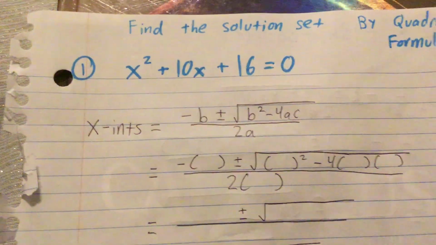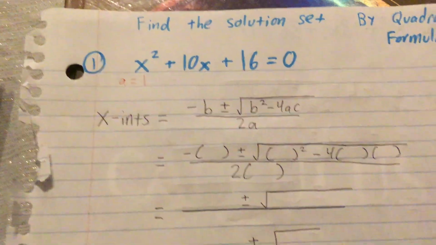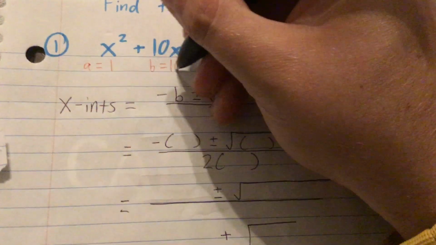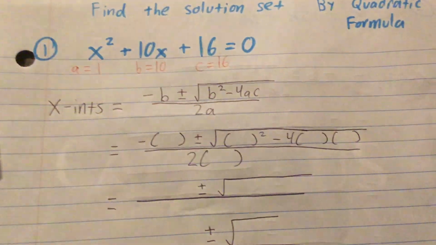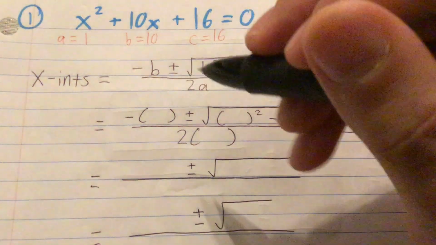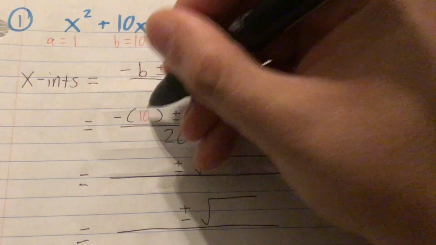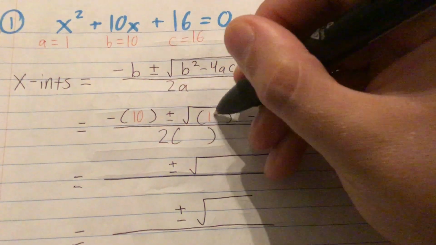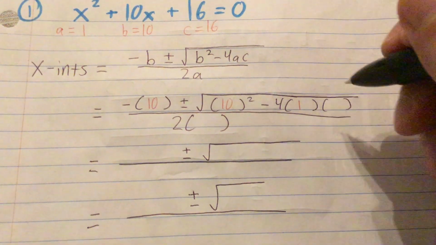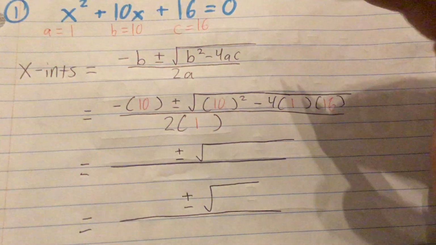So let's declare our a, b, and c. Our a is 1, just like all the other problems for today. The next video will have problems where a is not equal to 1. A is 1, b is 10, and c is 16. So without further ado, let's plug it in. I like putting in blanks because I don't like negatives confusing me. So negative b is negative 10, plus or minus the square root of b squared, 10 again, minus 4 times a times c, which is 16, all that over 2 times a, in this case, 1.